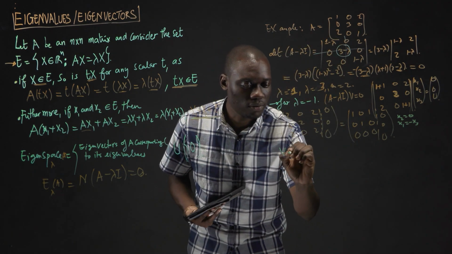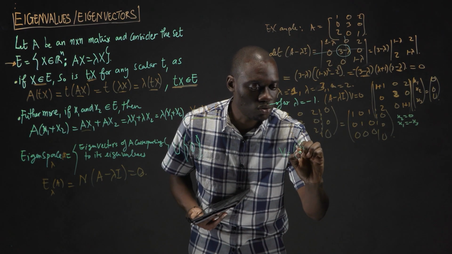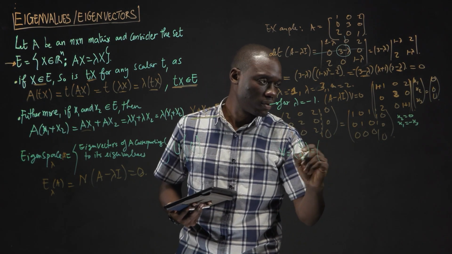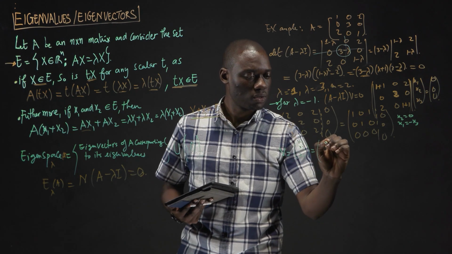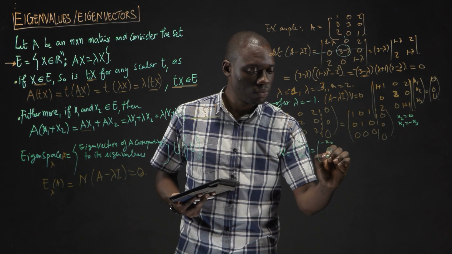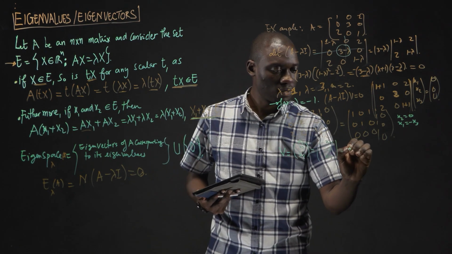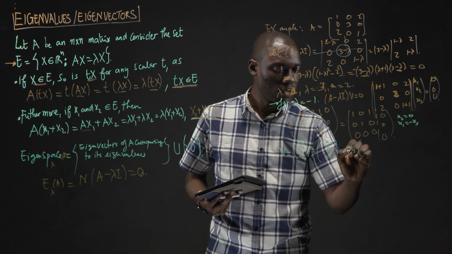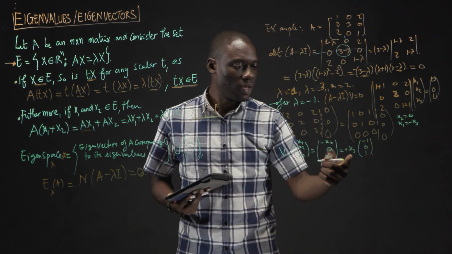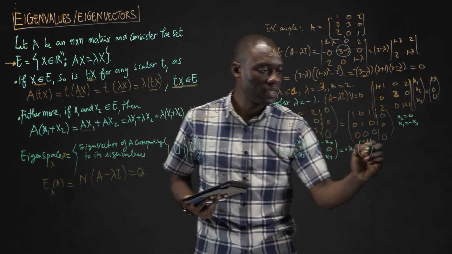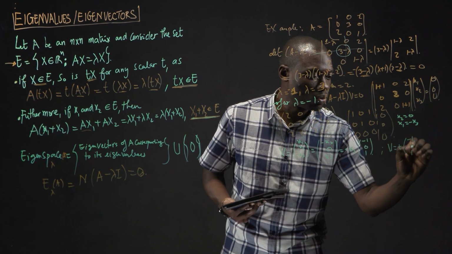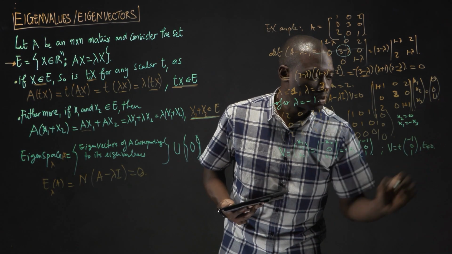So my vector, which is x1, x2, x3, will be minus x3, 0, x3, which is x3 times minus 1, 0, 1. If I put x3 as a scalar t, this gives me that the vector is t times minus 1, 0, 1 with t different from 0.